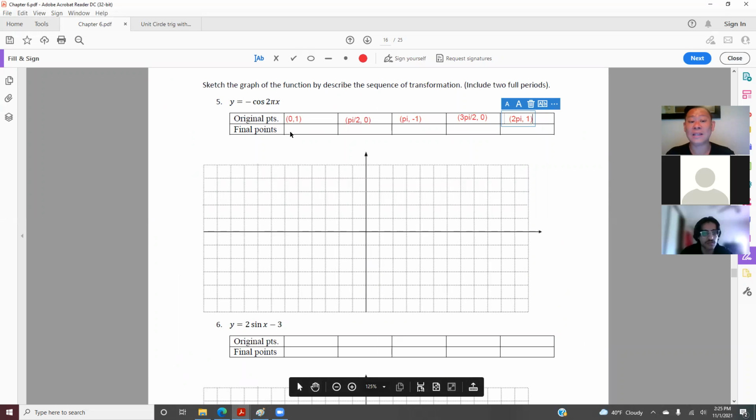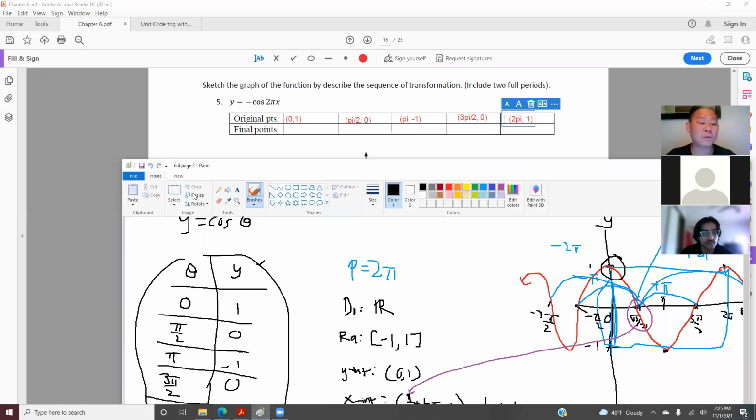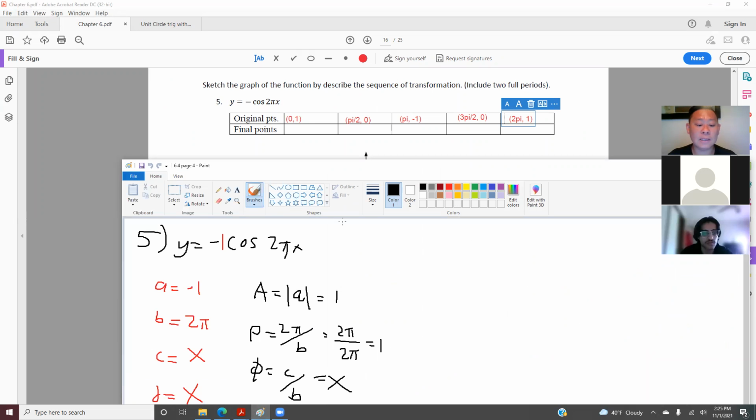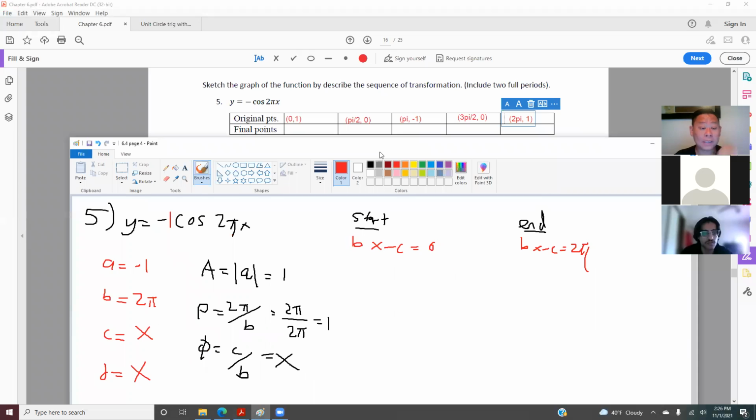So now we need to find what your final points are. In order to find your final points, you have to take the starting point and the ending point. And how do we figure out the starting and ending point is to take bx minus c equals 0 and bx minus c equals 2 pi. Okay, so what is bx minus c for this question? The one next to your cosine or the one next to your sine. So your bx minus c in this case is 2 pi x.